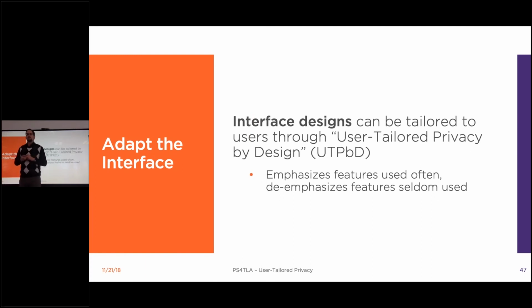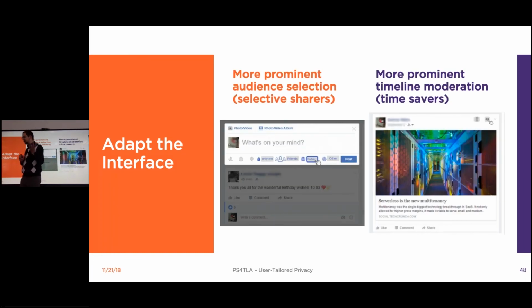And then one can also adapt the privacy setting user interface, so that it becomes easier for the user to make certain privacy settings, right? You emphasize the settings that the user is likely to use, and you de-emphasize the ones that they're not going to use anyway. And so this kind of combines the idea of user-tailored privacy with the idea of privacy by design. So here's an example of this for Facebook, where you may have noticed that pretty much every privacy setting in Facebook has a lot of different privacy settings, but all of them are at least one click away from the main interface.